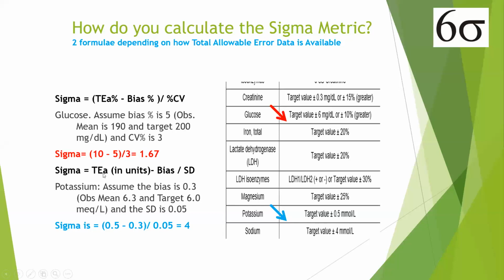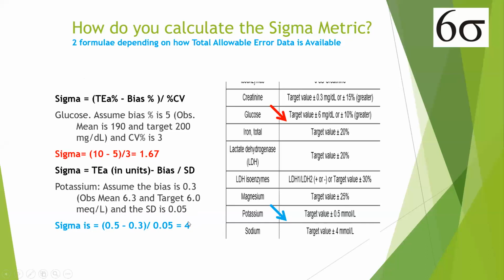Another example is when you are defining total error in units. You've taken potassium, where plus or minus 0.5 millimole per liter from target value is taken as the total error. Again, here it is the total error in units minus bias upon the SD. Up there it was all percentage expressions. Down here it is only the actual absolute value, millimole per liter or milligram per deciliter. Bias for potassium is, let's say, 0.3, because your observed mean is 6.3 and the target is 6. So total error is 0.5 minus 0.3, and the SD for potassium is 0.05. Here you are at a 4 sigma level.